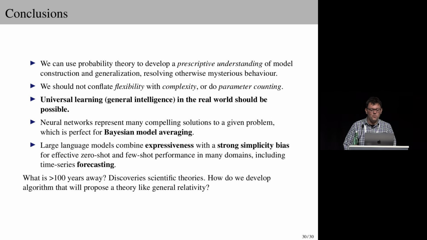In terms of how far we are from AGI, if we're including things like scientific discovery, the ability for algorithms to propose theories, say like general relativity, I would say about 100 years. But at the same time, these systems are already impressively and perhaps surprisingly general, and we should be very careful about how we develop them further.